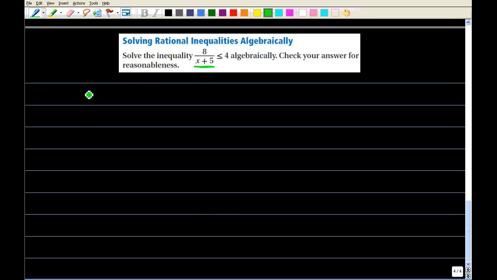So first of all, let's check for where that least common denominator, that x plus 5, is positive. So if we have 8 over x plus 5 less than or equal to 4. So if we want to solve like we did before, say that we had an equal sign, well, to get rid of that x plus 5, we'd multiply both sides by the x plus 5.